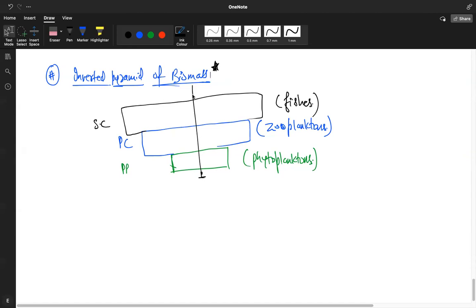In aquatic food chain, where small biomass of phytoplanktons can sustain a larger biomass of zooplanktons, which can go on to sustain an even larger biomass of fish or secondary consumers.